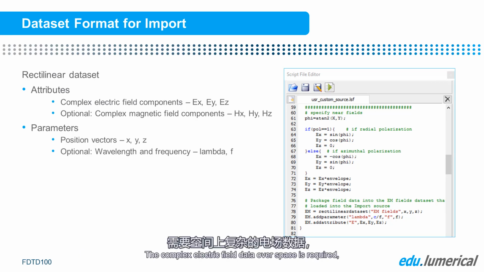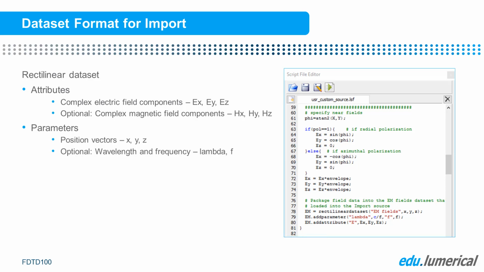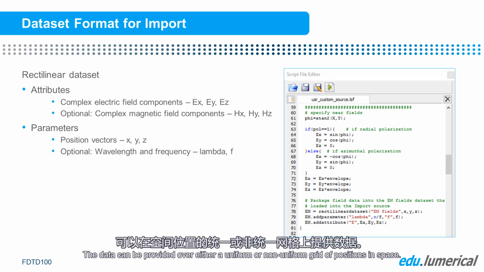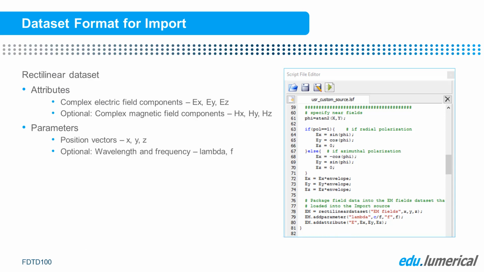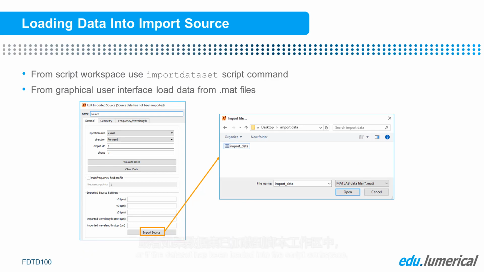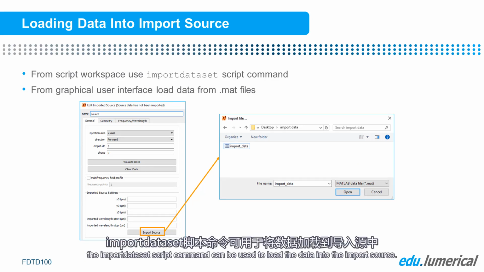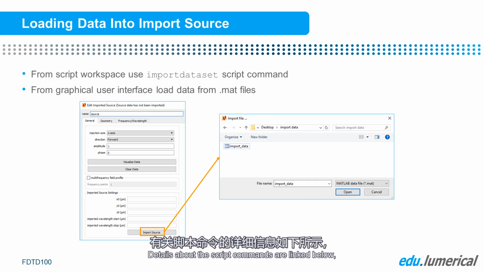The complex electric field data over space is required, and the magnetic field distribution and frequency range of the source is optional. The data can be provided over either a uniform or non-uniform grid of positions in space. The dataset can either first be saved to a .mat file and then loaded into the import source, or if the dataset has been loaded into the script workspace, the import dataset script command can be used to load the data into the import source. Details about the script command is linked below.